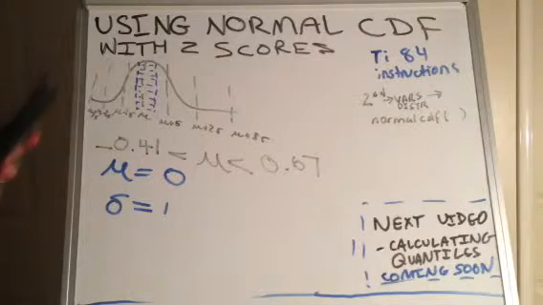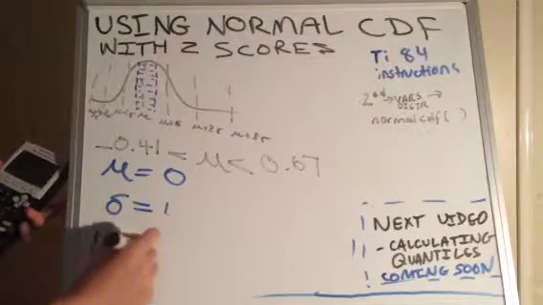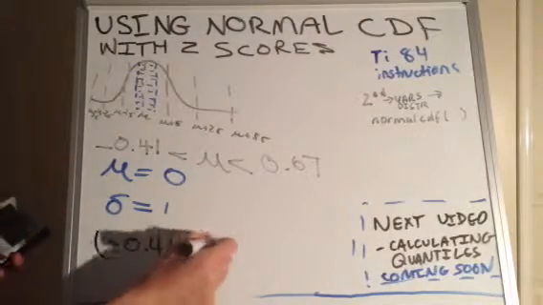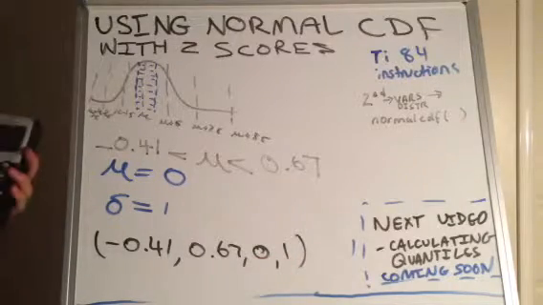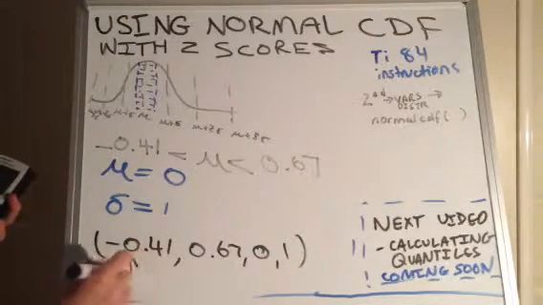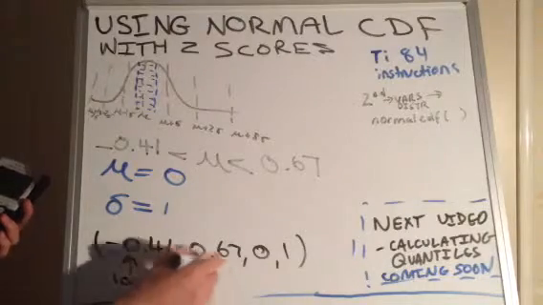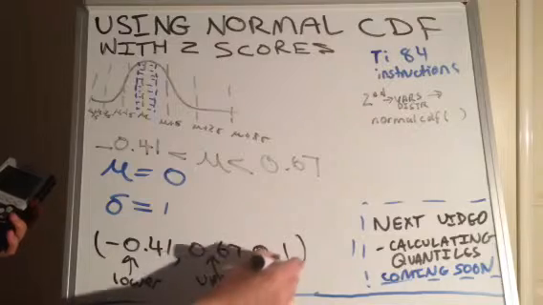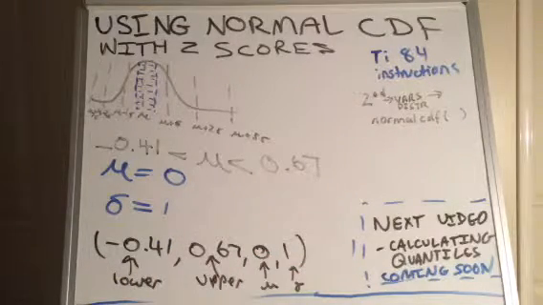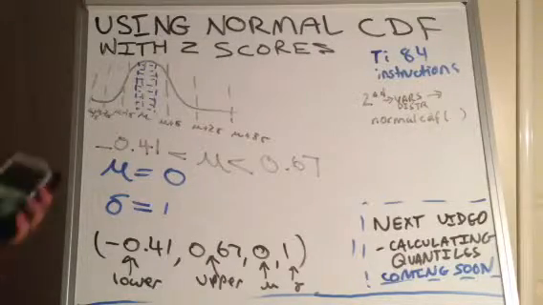So once you've entered those details, again, it depends on whether you have the old ROM or the new ROM as well. If you have the old ROM, you want to put in your lower limit, which is negative 0.41, then your upper limit of 0.67, then mu, which is 0, and standard deviation, which is 1. But if you have the new ROM, then where it says lower, you should have that value next to it. Where it says upper, you should have that value next to it. Then you should have mu, and then you should have sigma. Then click paste or press enter, depending on which one you get. And you should have this value here.